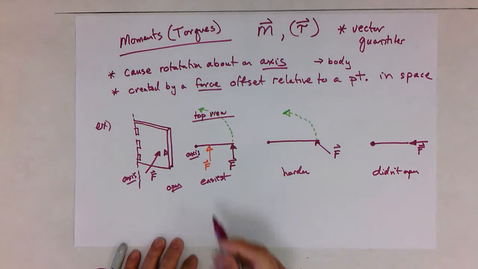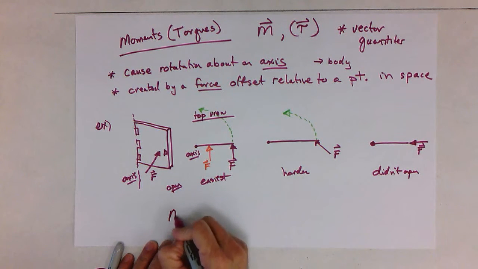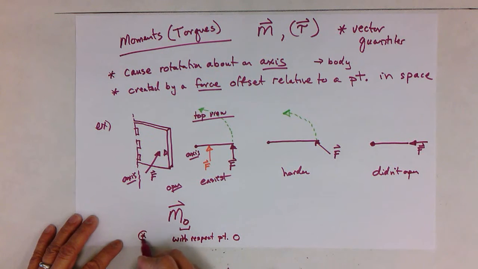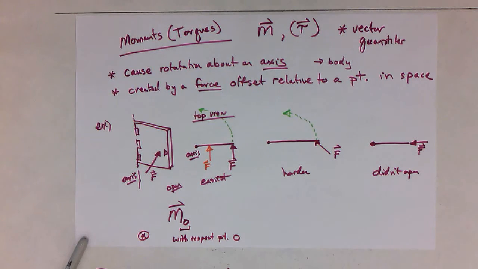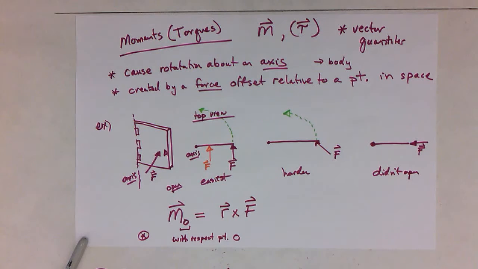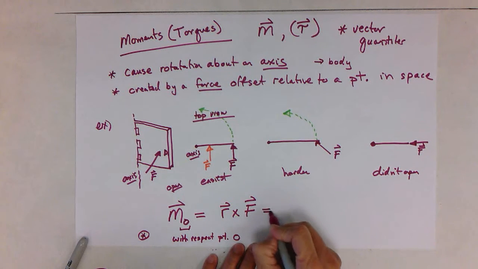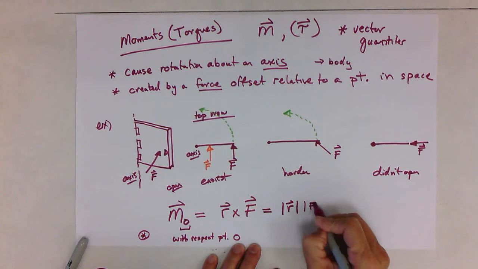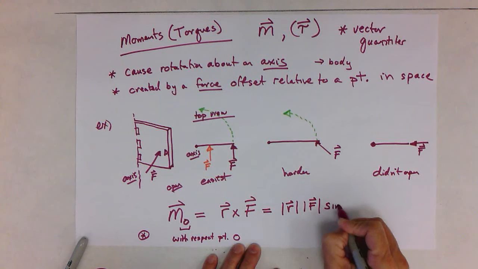When we look at the definition of a moment, I'm going to give that as M. It's a vector, so I'm going to write it with respect to a point. Whenever you write a moment, to be complete, you must describe it with respect to some point. And this is going to be R cross F. If you recall what you learned about evaluating the cross product, this quantity is the magnitude of R times the magnitude of F times sine theta.